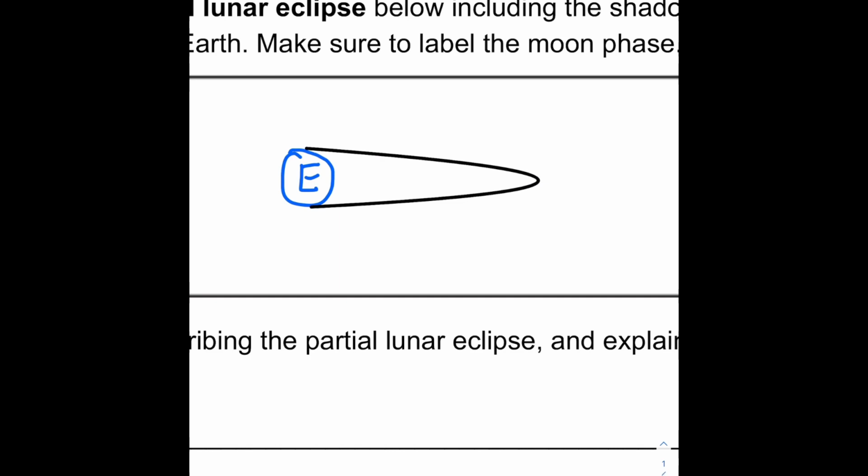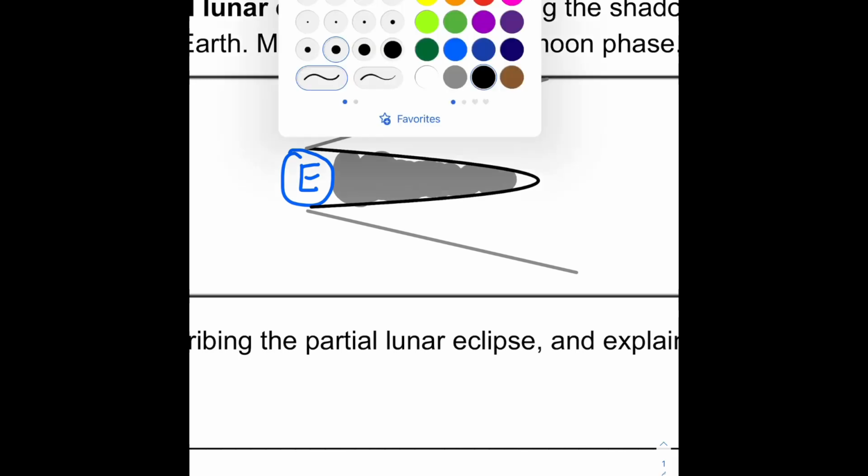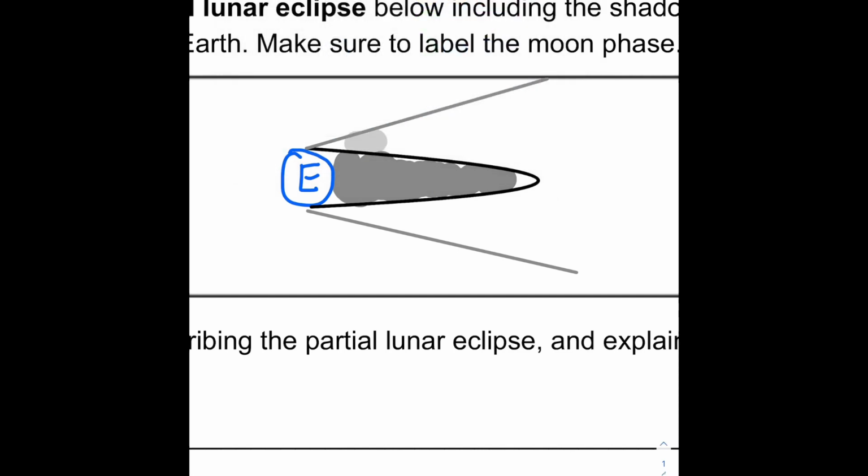Now I'm gonna draw my penumbra shadow coming off in both directions. Umbra shadow. And then I have my penumbra shadow, which is the lighter shadow. So there's my penumbra shadow.